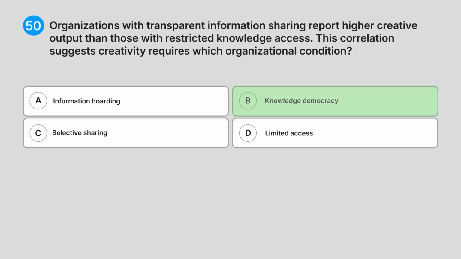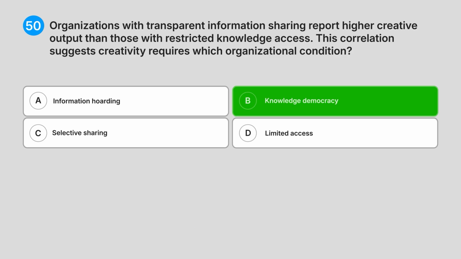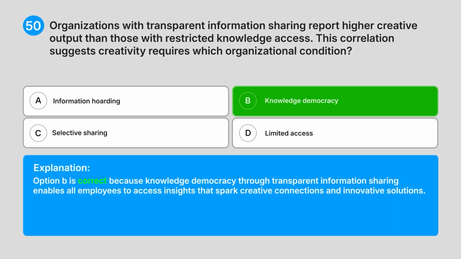Correct answer, B. Knowledge democracy. Explanation: option B is correct, because knowledge democracy through transparent information sharing enables all employees to access insights that spark creative connections and innovative solutions.